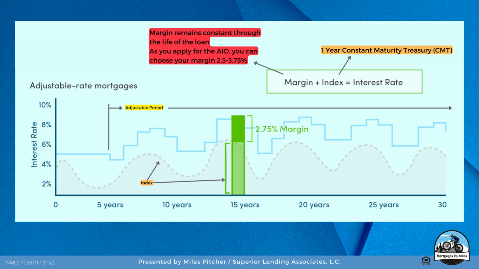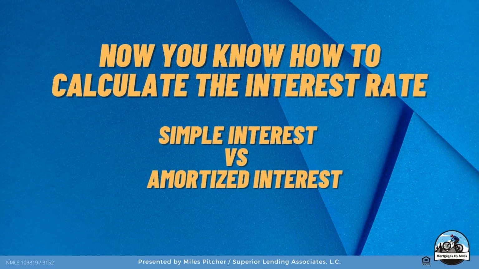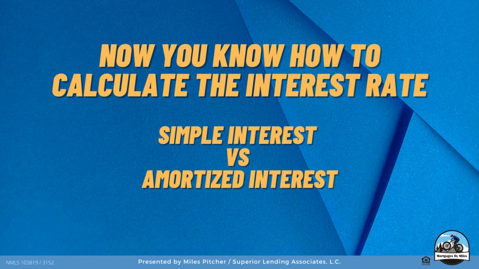So just to reiterate here, as you look at this chart, you can see the gray dashed line, that is the index. It moves up and down. You take that and wherever it is at the end of the month, for the next month, that will be the base index, and then you add the margin on top of that to get your interest rate. Now you know how to calculate the interest rate on the all-in-one loan.